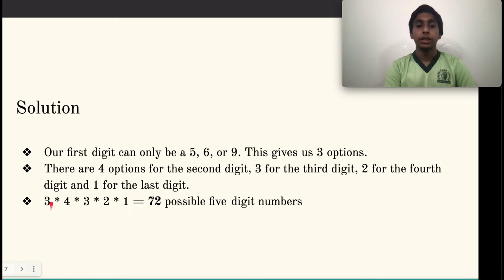We have 3 possibilities for the first one because we can only use these 3 digits. Then after that we have 4 possibilities, 3 possibilities, 2 possibilities, and 1 possibility for each of the digits in descending order. So 3 times 4 times 3 times 2 times 1 is 72 possible 5-digit numbers. You could have also written this as 3 times 4 factorial, either way. But that's how we figured out that there's going to be 72 possible 5-digit numbers.